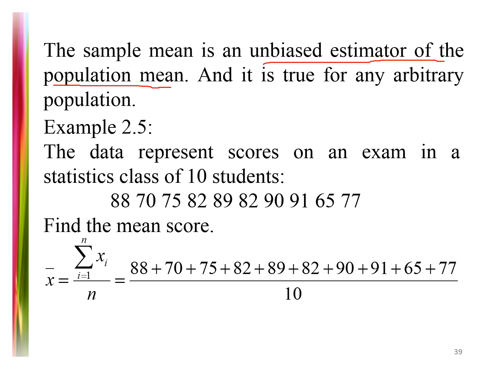In this case, they have given some 10 students' statistics class marks. Suppose you want to calculate the mean score, then the sum of all these students' marks divided by 10 should be equal to 80.9. So the class average of the students is 80.9.